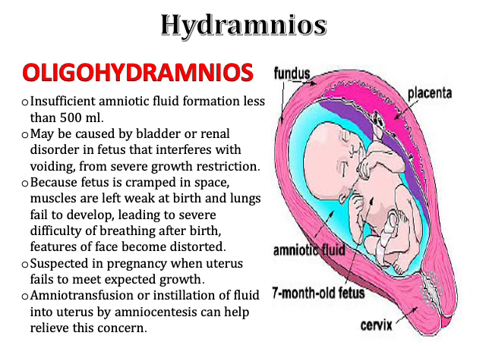Because the fetus is cramped in space, muscles are left weak at birth, and lungs fail to develop. Kaya minsan ang mga baby, no, pag pinanganak due to oligohydramnios, they have severe difficulty of breathing after birth, and sometimes their facial features become distorted. Now, suspected in pregnancy, when uterus fails to meet expected growth. Kasi kasama yung amniotic fluid sa paglaki ng uterus, especially when we check the fundic height.